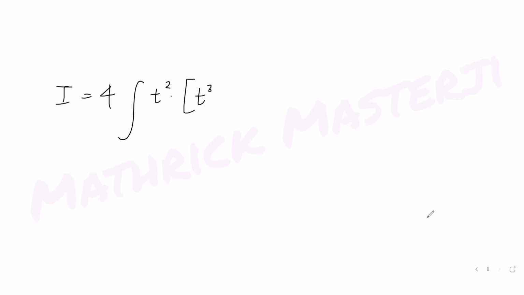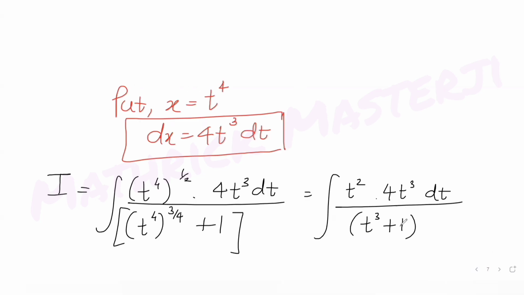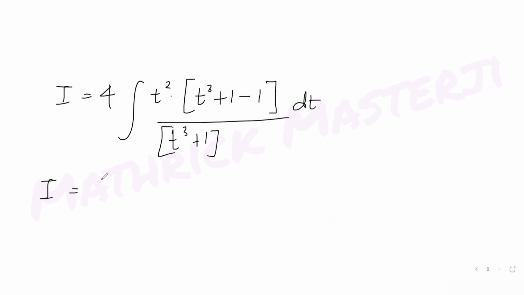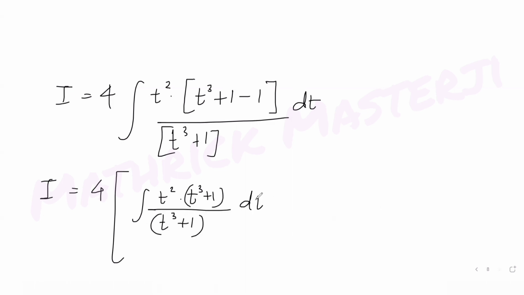And if I try to frame t cube in terms of my denominator, I can write that as t cube plus 1. So if I write that, I have to subtract 1 as well, so that I have t cube at the end, in the integral of t cube plus 1 dt. Now if I split my integrals, I get the integral of t square into t cube plus 1 over t cube plus 1 dt minus the integral of t square over t cube plus 1.